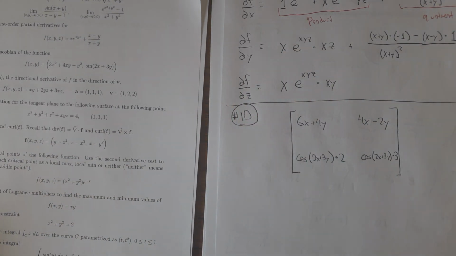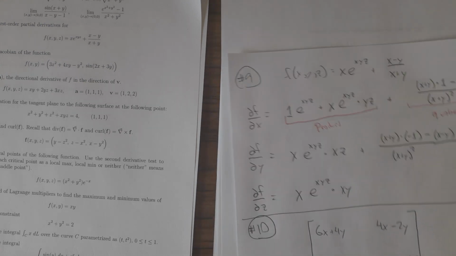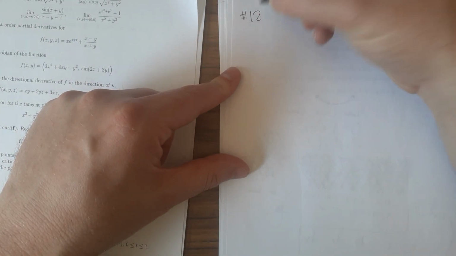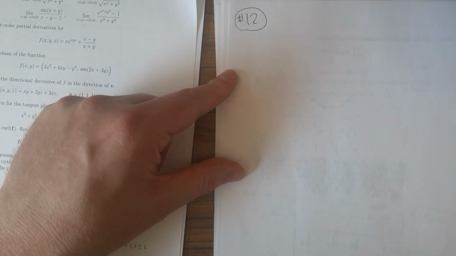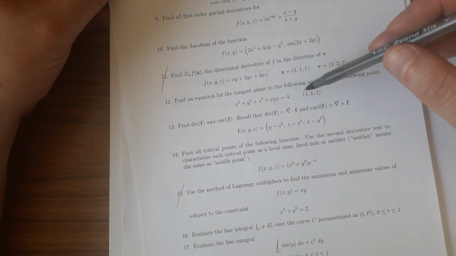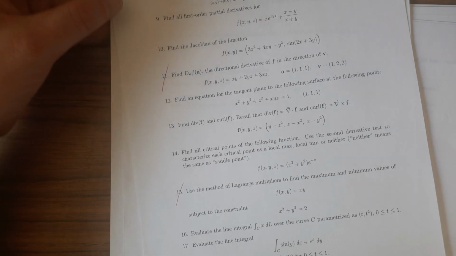Okay, so I'm not doing 11. Let's do 12, and I'll just go ahead and start a new page. We are going to find a tangent plane to this surface at this point.